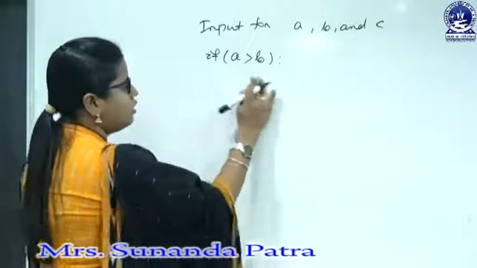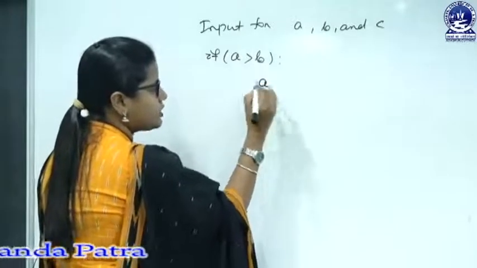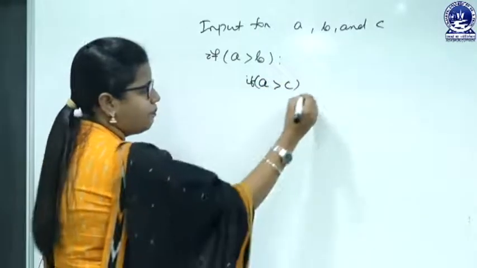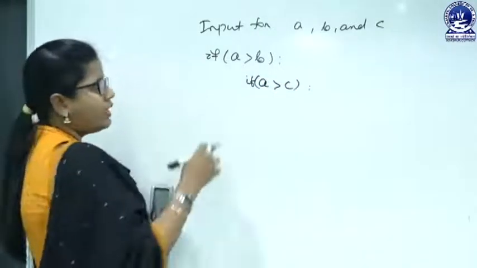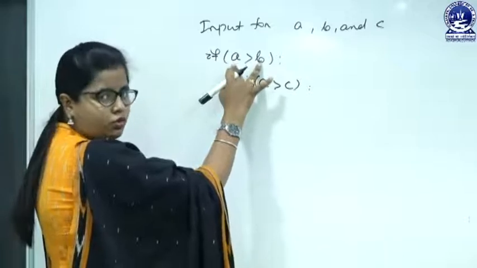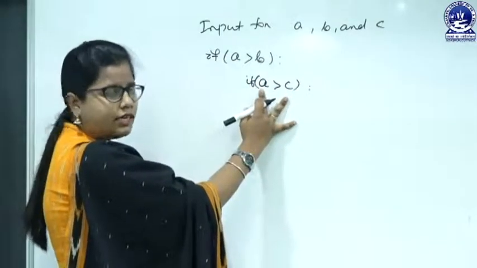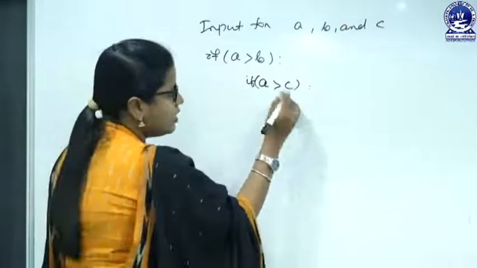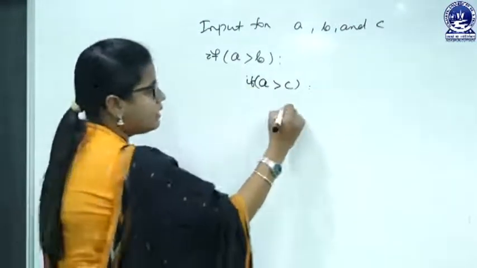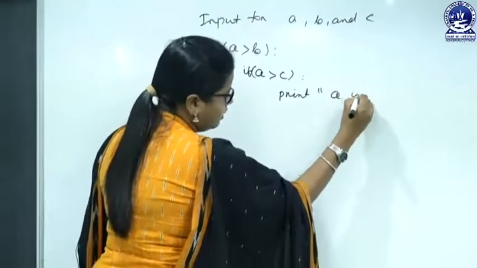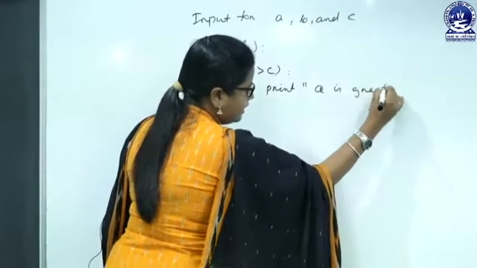So now here will be the indentation start. We have to check again A greater than C. So A greater than B true, A greater than C true. Then which one is greatest? Obviously A is greatest. Again we have to follow the indentation. Here we can write print A is greatest.